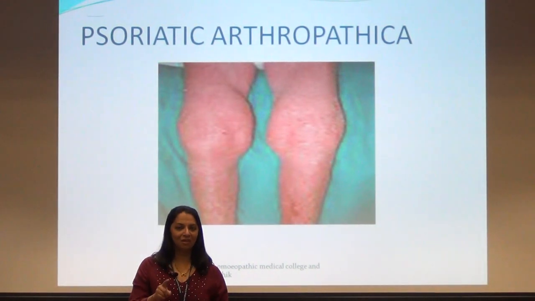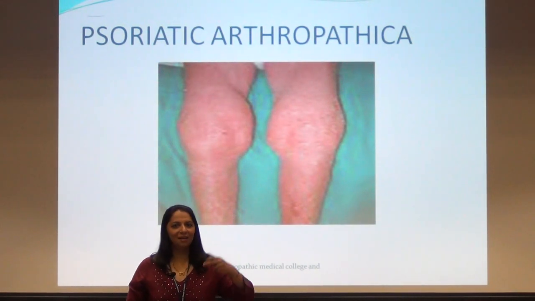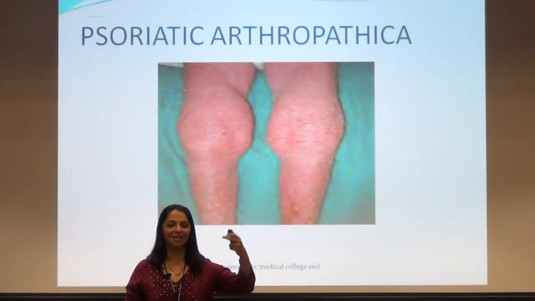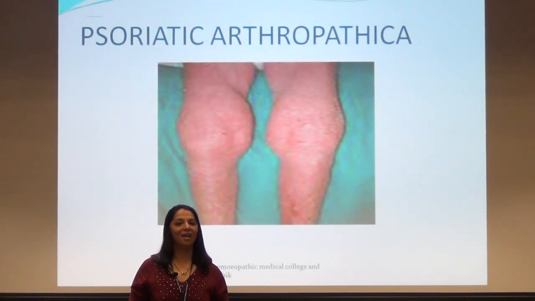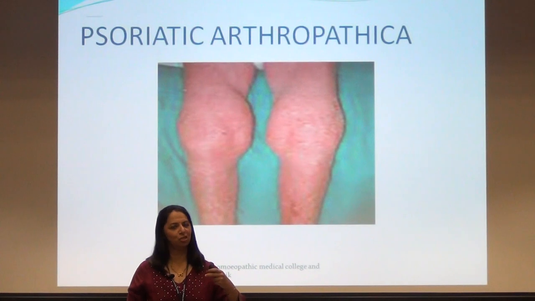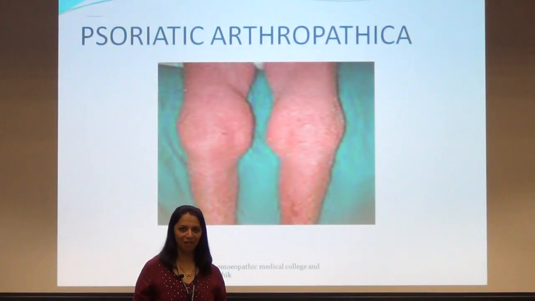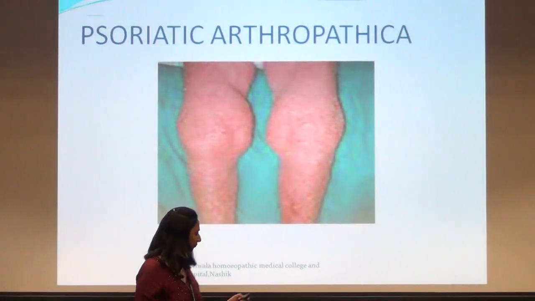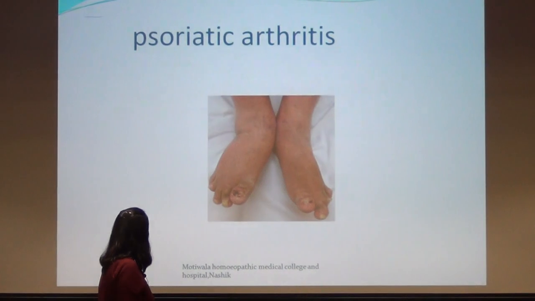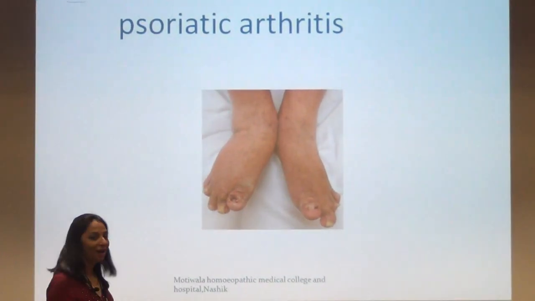This type of arthritis is always bilateral, please remember. And as the eruption exacerbates, joint pain also exacerbates. And as the eruption remits, joint pain remits. It can cause crippling of the joint. Can you appreciate this picture of psoriatic arthropathy? Another picture of psoriatic arthritis affecting the ankle joint.